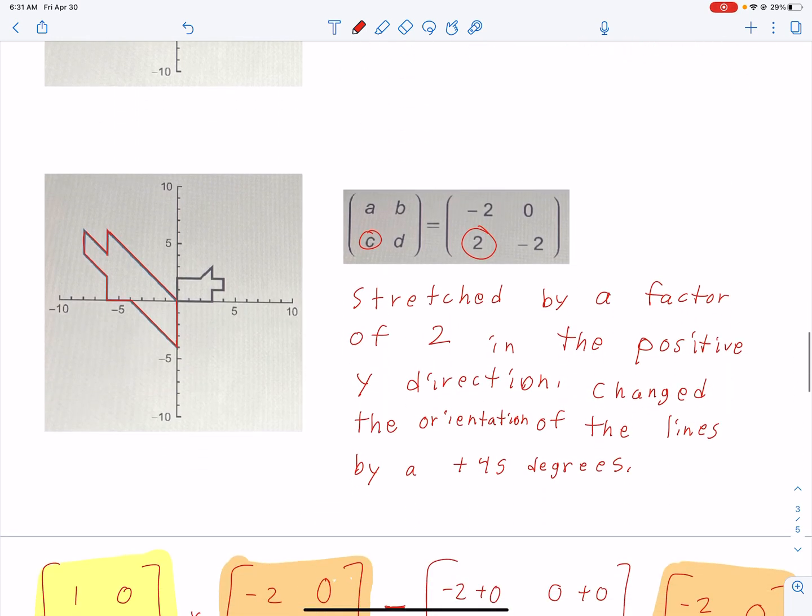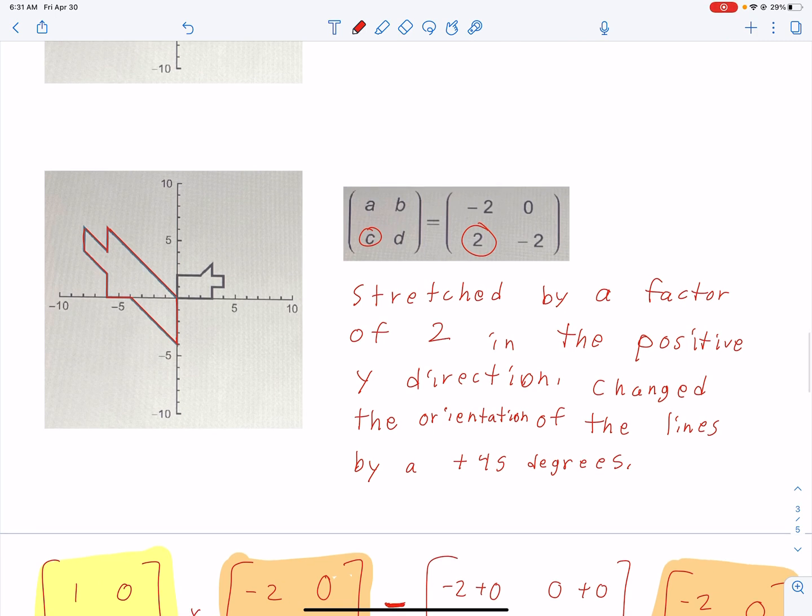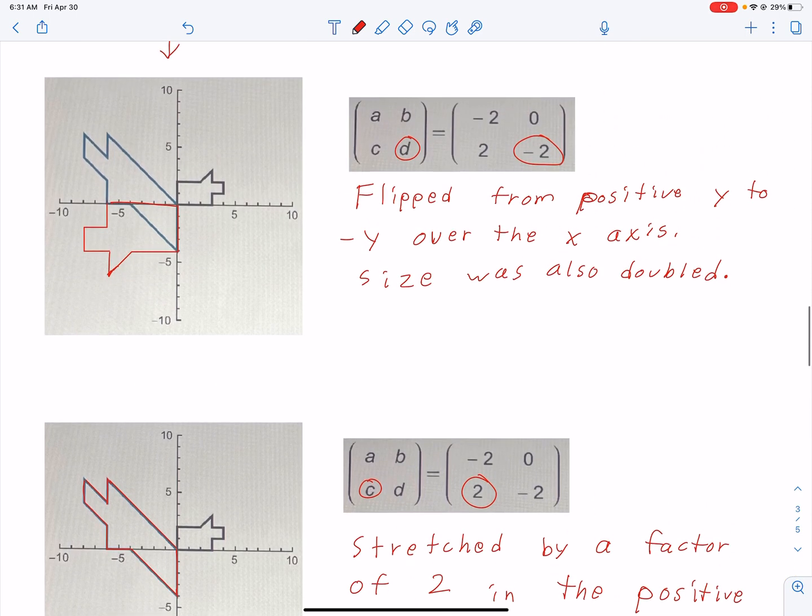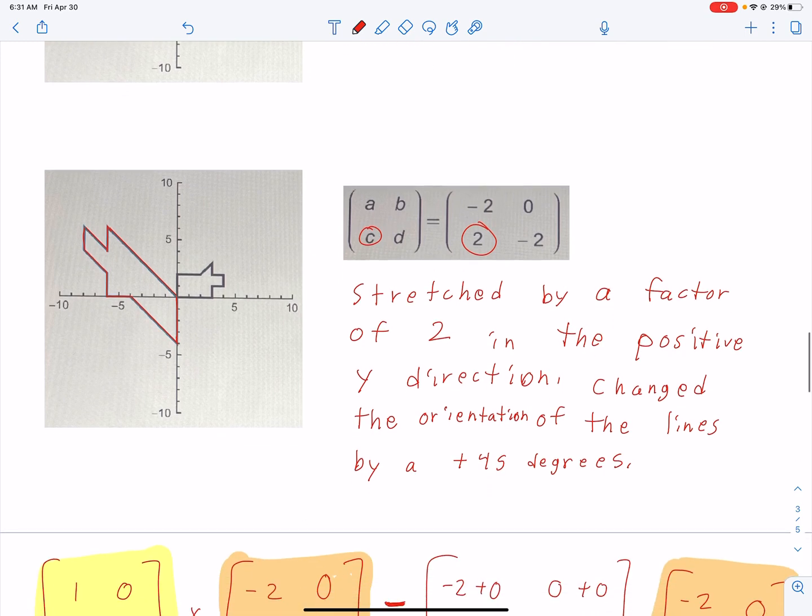And the final part is C has a 2, so that means it is stretched in the positive y direction. And as you can see, the dog has dramatically changed from its doubled size to now this lengthy diagonal weird dog. I don't even think you can call it a dog anymore.